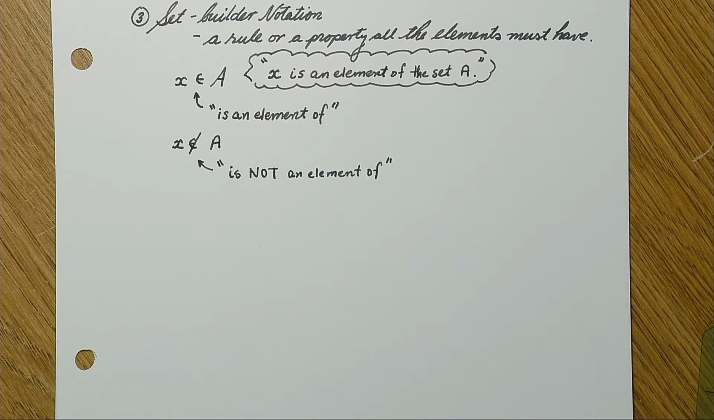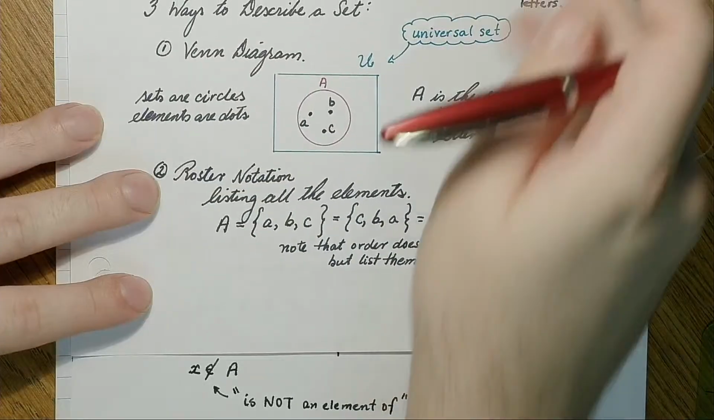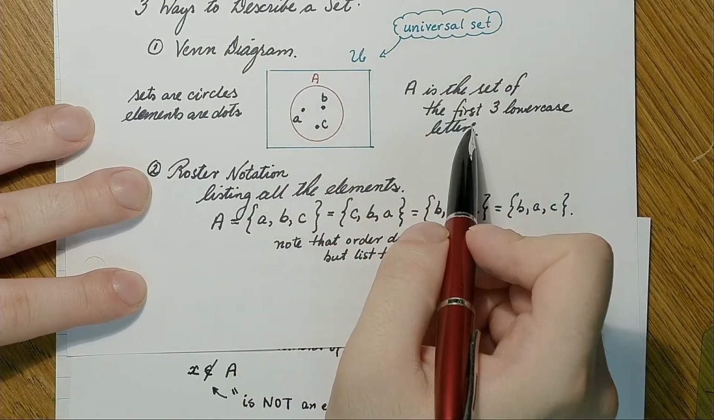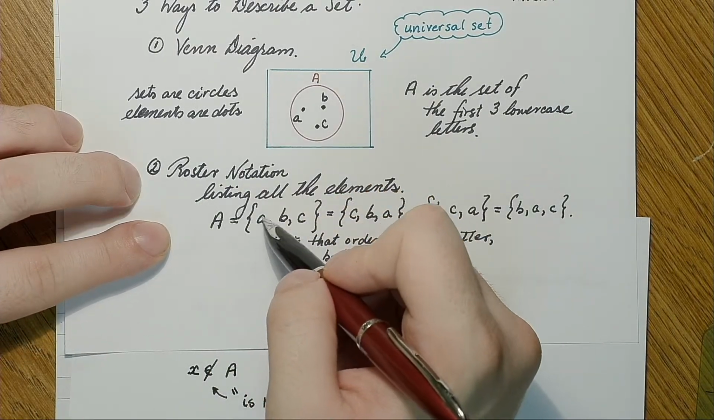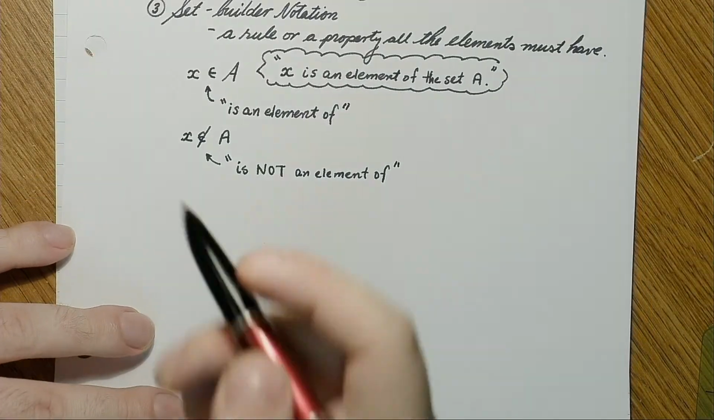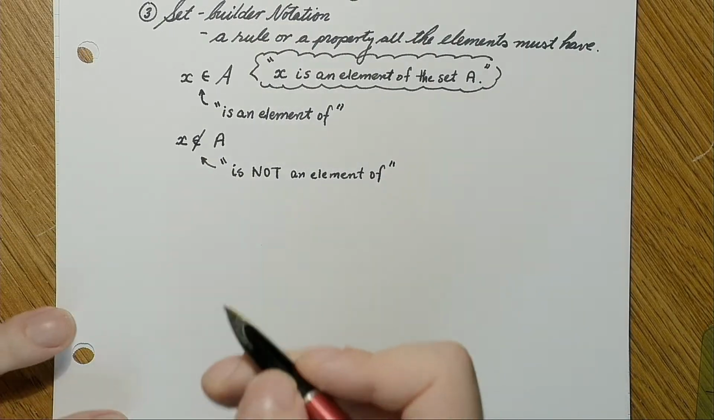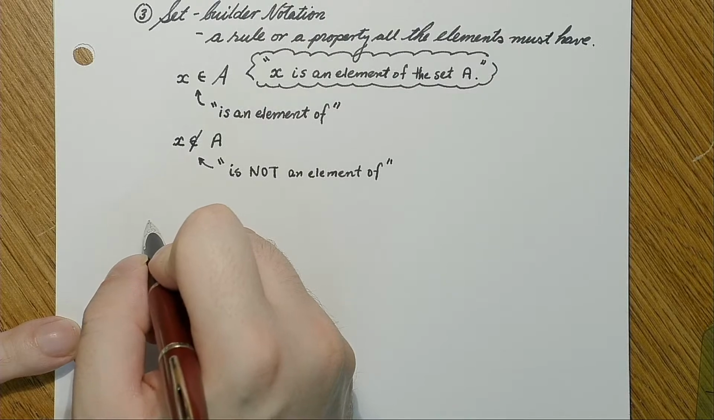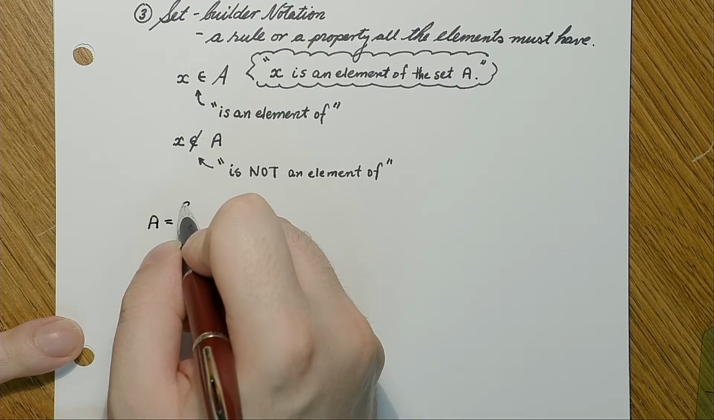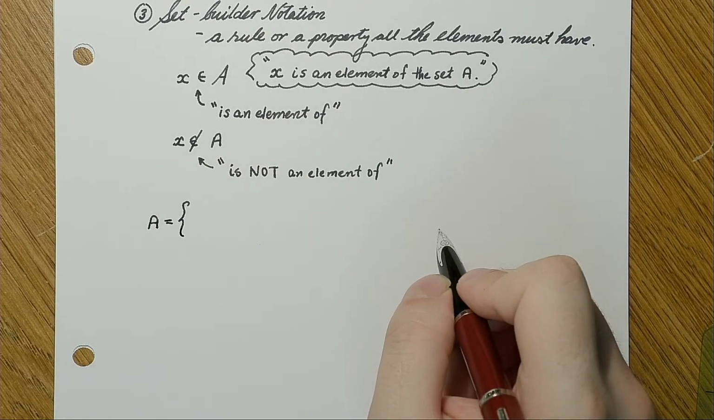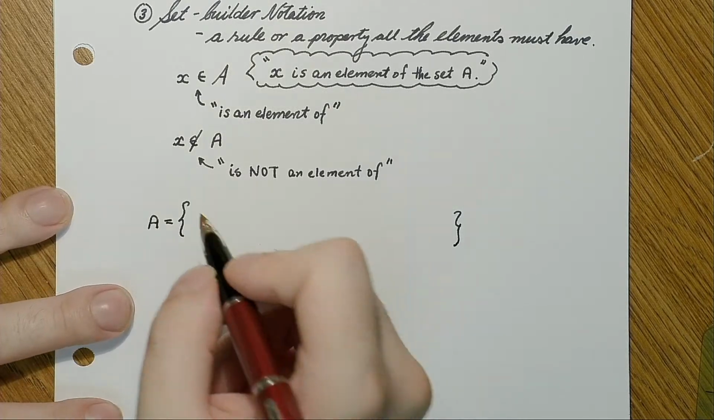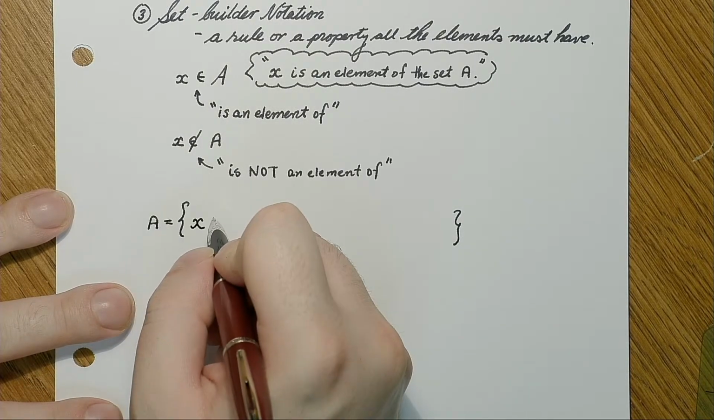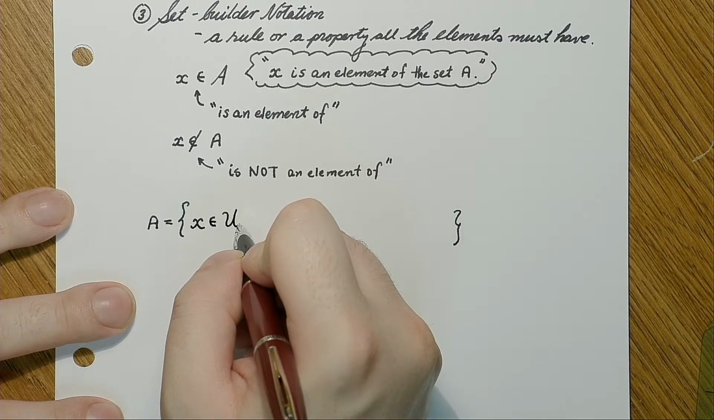So if we were thinking back to our other running example where we had the Venn diagram and we had the first three lowercase letters, I wrote it out with roster notation. So here's ABC. Then using the set builder notation, what I can say is A, and so I use my curly brackets. I'm going to define a set. So I write out my curly brackets. And what I would say is that x is in the universal set.